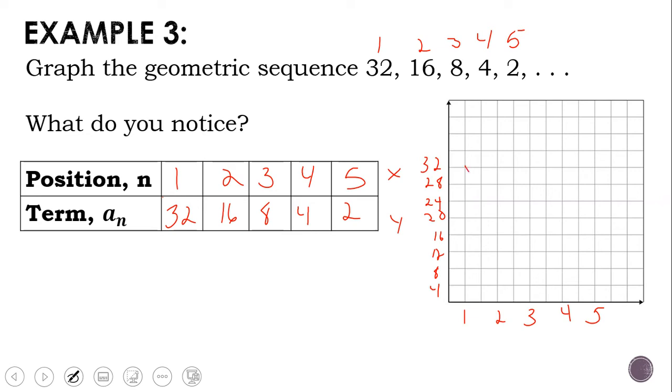So 1, 32 would be there. 2, 16 would be here. 3, 8, 4, 4, 5, 2. Don't connect the dots here, okay? But you can see the shape of the graph that's being created here with the geometric sequence. Notice that it's an exponential shape, as opposed to when we had an arithmetic sequence a couple chapters ago and it created a linear shape. Why? Because this is a relationship that involves multiplication.